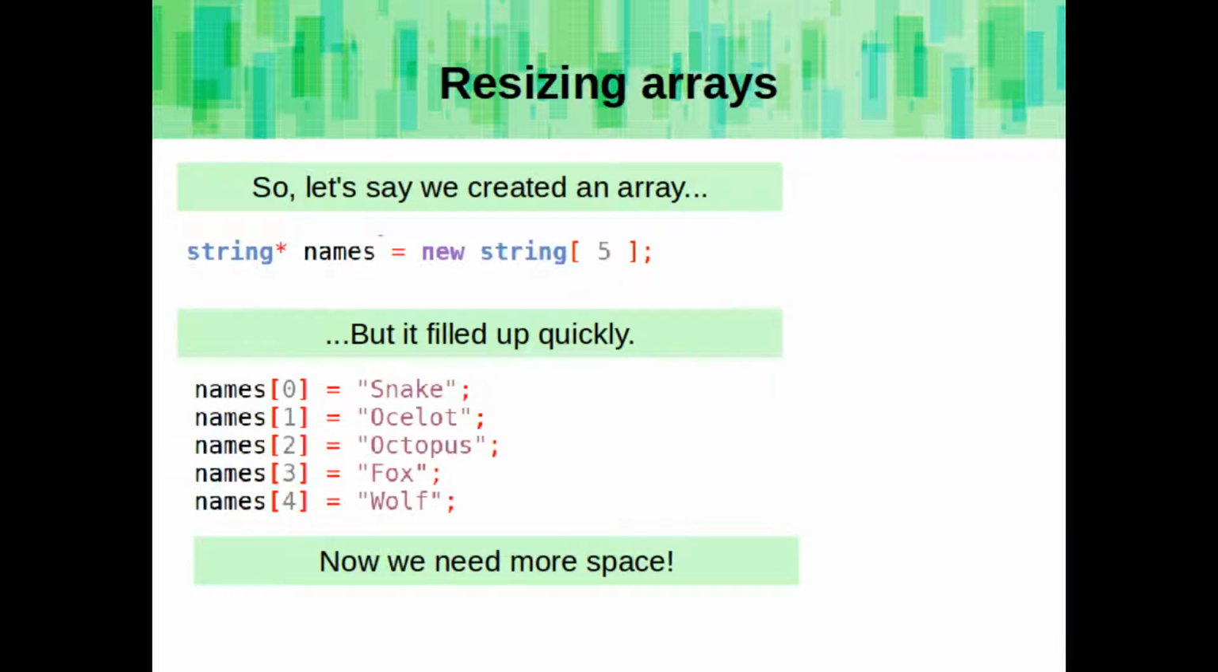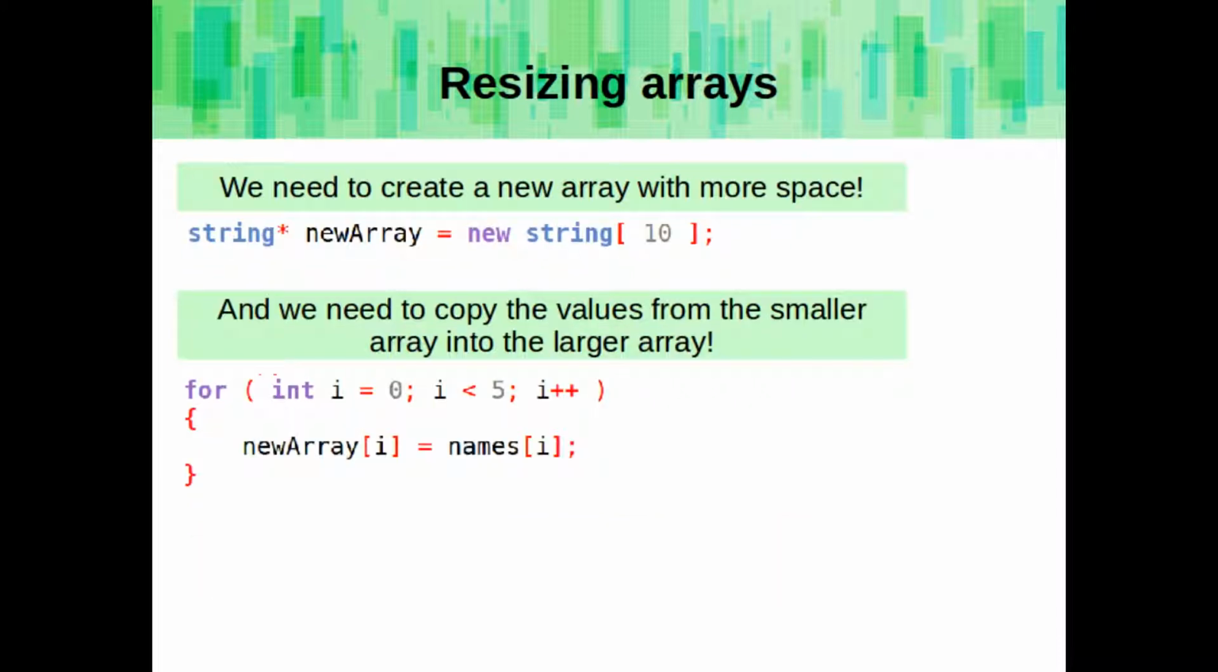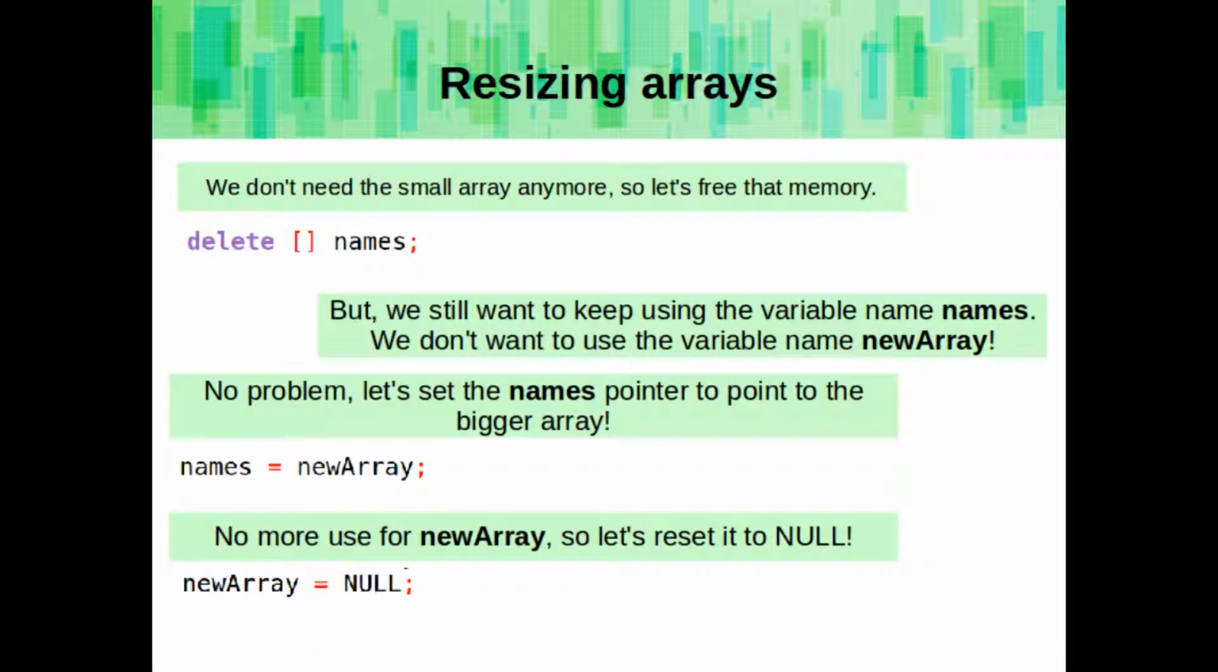So, let's say we've already created an array, but it filled up quickly. Now we need more space. We will need to create a new array with more space, and we need to copy the values from the smaller array into the larger array. Now, we don't need the small array anymore, so we free that memory with the delete keyword.